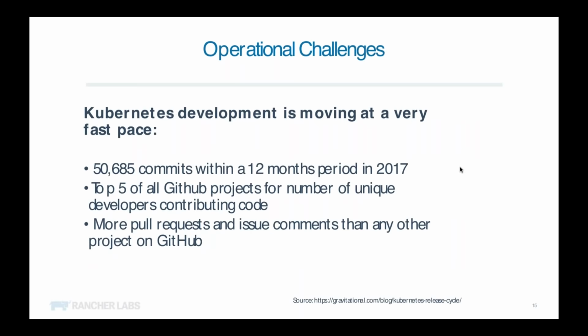So these are just some of the stats that we pulled off the Kubernetes release cycle. As you can see, it receives a really high number of commits. It has received around 50K commits within the last 12 months, I guess. Also, it's one of the projects that has an insane number of contributions.